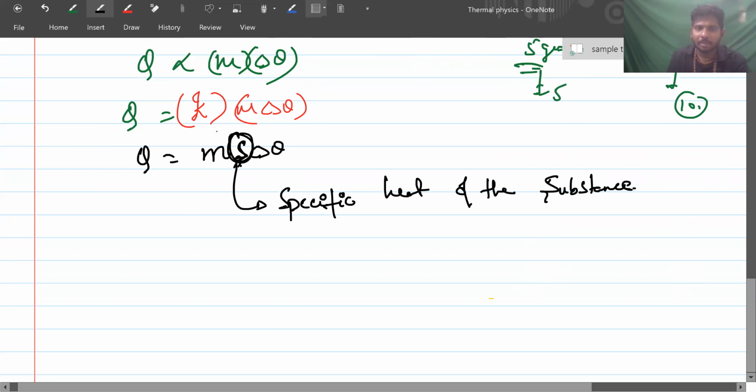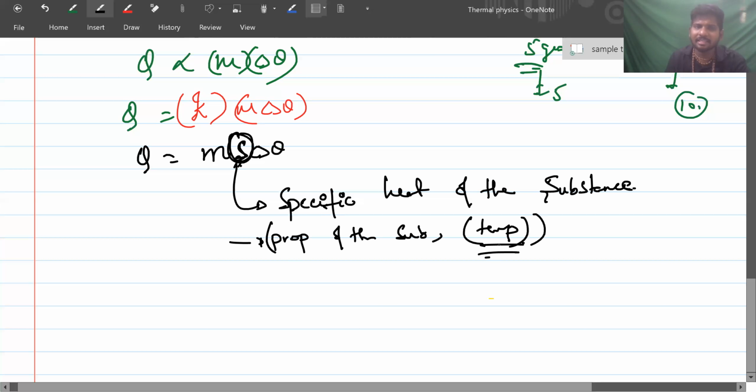Q is equal to m s delta theta, where S is the specific heat of the substance. This S depends upon the properties of the body, whether it is solid, liquid, whatever the situation. The specific heat depends on the properties of the substance and the temperature it has. But generally, in most of our problems, we'll consider S is not changing with respect to the particular temperature. In reality, that S will depend on temperature.